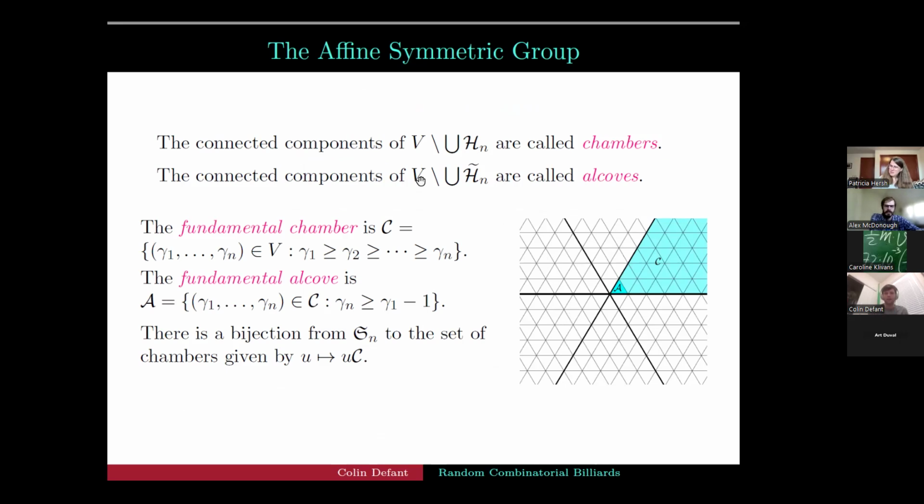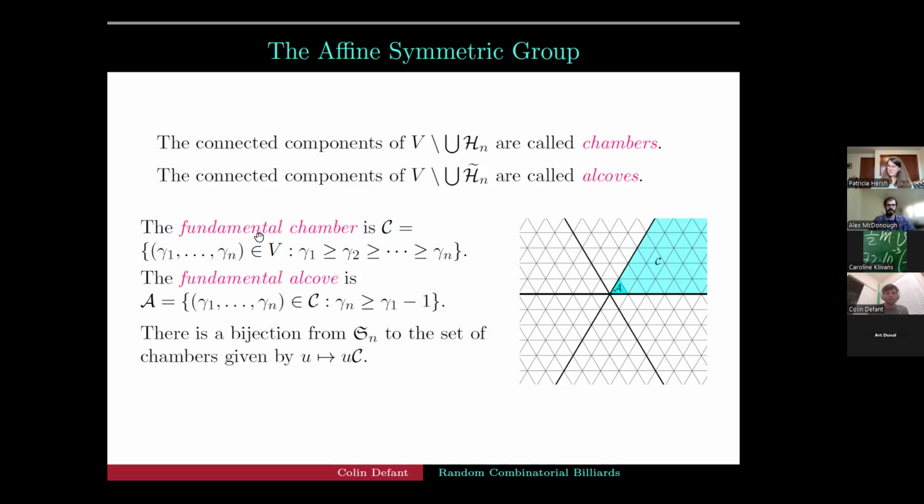And if I take V and I throw away all of the hyperplanes in the affine braid arrangement, then the connected components of what I have left are called alcoves. So in this picture, the alcoves are these little unit triangles. Okay, so from now on, I'll say alcove instead of triangle. But in general, these alcoves are going to be n-1 dimensional simplices that are congruent to each other.